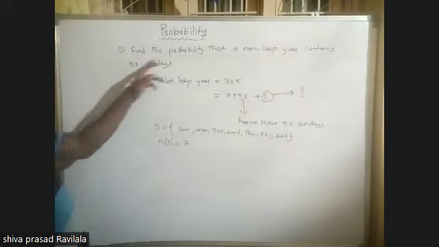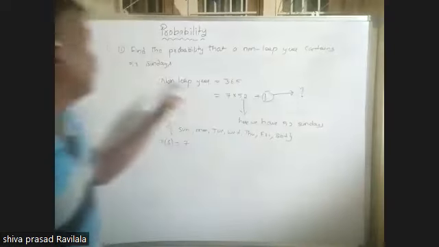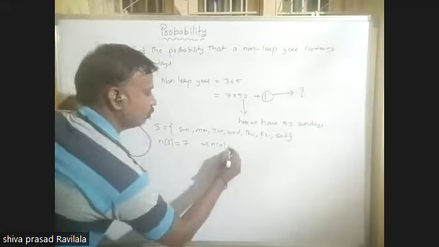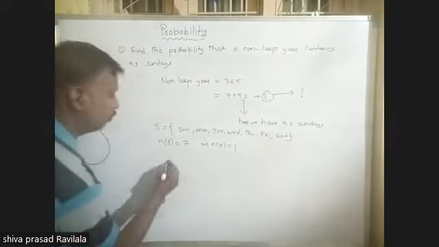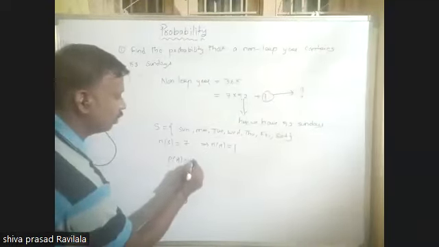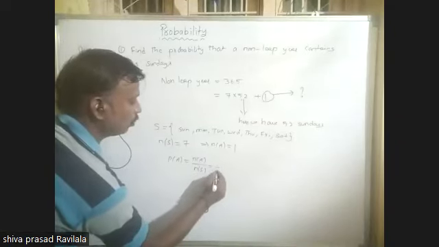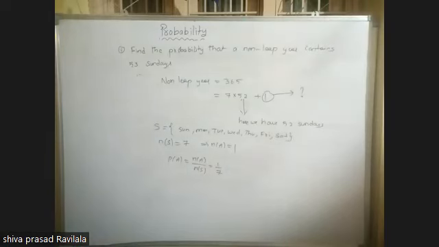Favorable cases: the probability that a non-leap year contains 53 Sundays, that is N of A, which is equal to 1. Therefore, P of A is equal to N of A by N of S, that is equal to 1 by 7. One student answered for the leap year, very good.